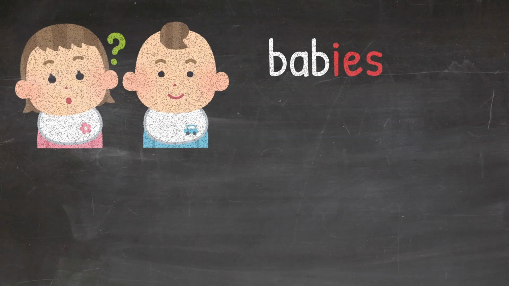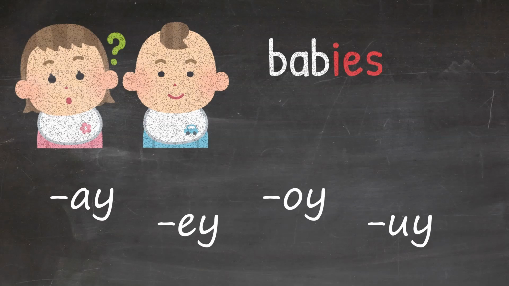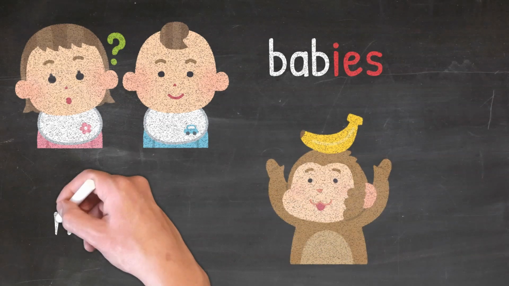But be careful, we don't change the Y to an I when the word ends with AY, EY, OY, and UY. Like monkey becomes monkeys.